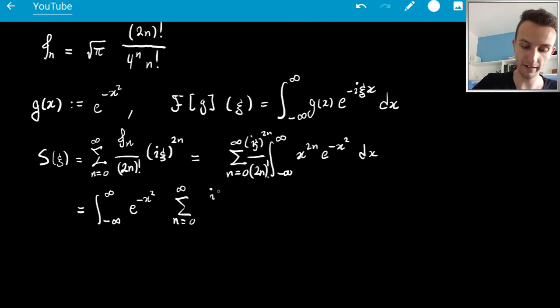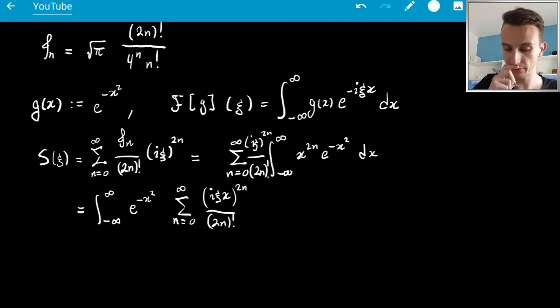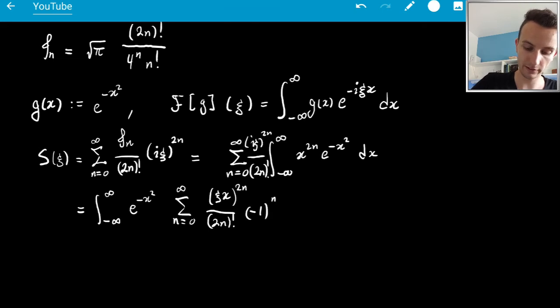And now we've got, look at that, i xi x to the 2n over 2n factorial. Well, I guess I don't need to do it this way, do I? Yeah, I do. I want to do it this way. So I'll just write this minus 1 to the n. And now you guys should be recognizing the cosine, right?